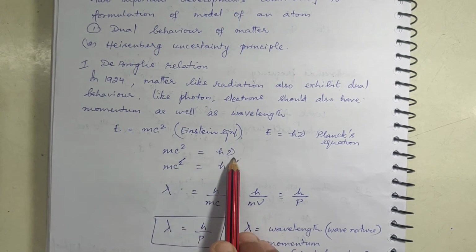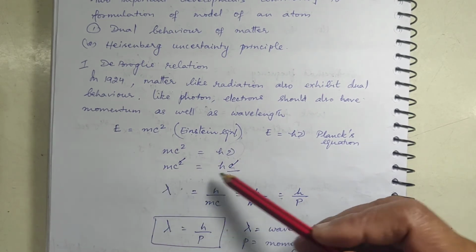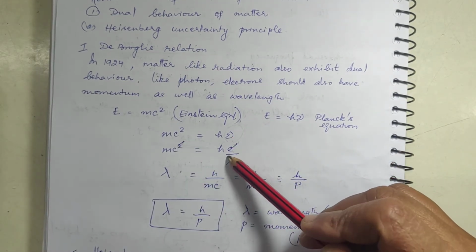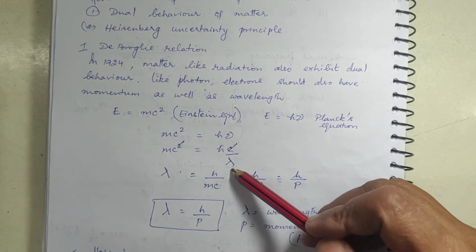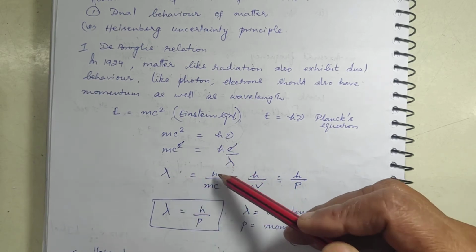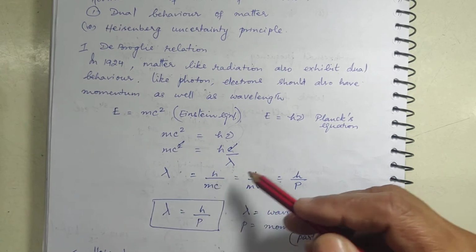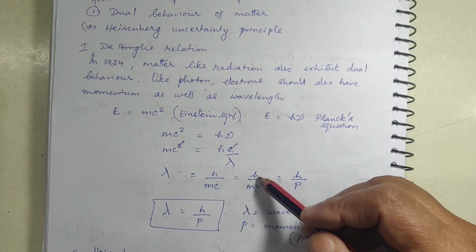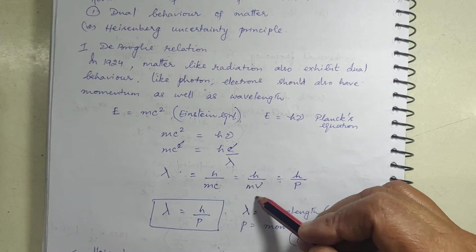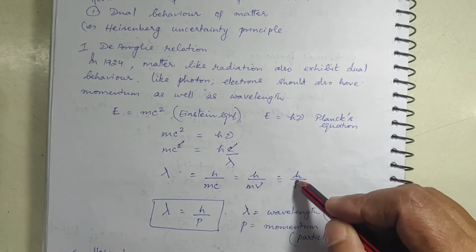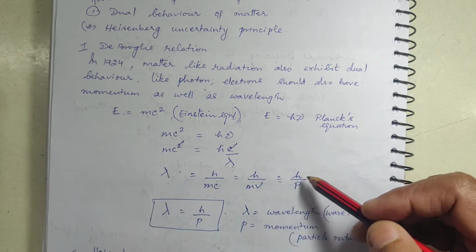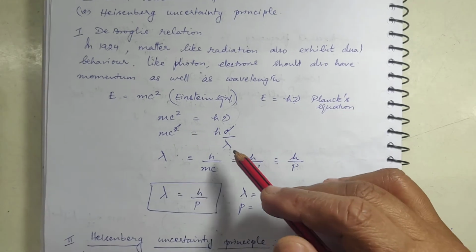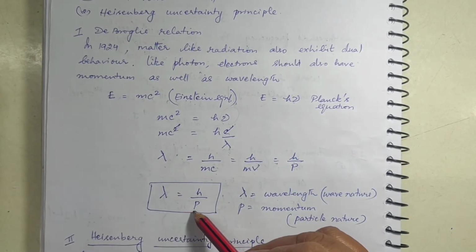So here nu can be written as c upon lambda. So mc square is hc by lambda. So in that case, c, which is common, can be eliminated. So what you get? mc is equal to h upon lambda. So when you rearrange, you will get lambda is equal to h upon mc. Now this c, if it is replaced by v, because c is the speed of light and v is the velocity of the particle, you will get h upon mv, and the product of mass and velocity is nothing but momentum, which is denoted by the letter p. So lambda is equal to h upon p. So this is what is called de Broglie's relation, which connects the wave character and particle character.